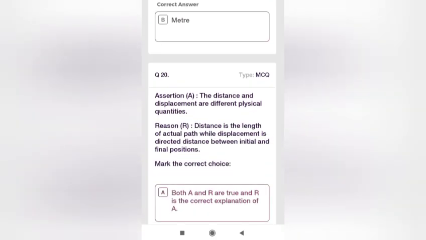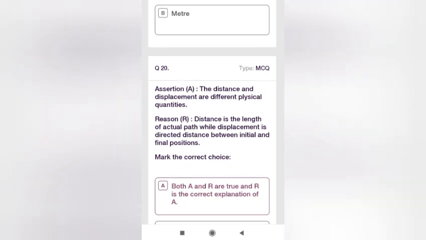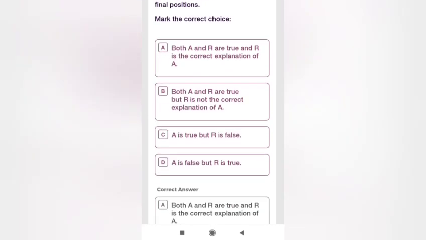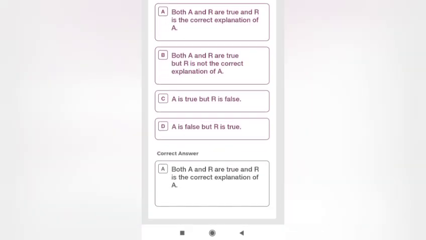The distance and displacement are different physical quantities. Distance is the actual length, while the displacement is the directed distance between initial and final position. Both are correct. Both assertion and reason are true, and the reason is the correct explanation of the assertion. So option A is the correct answer.